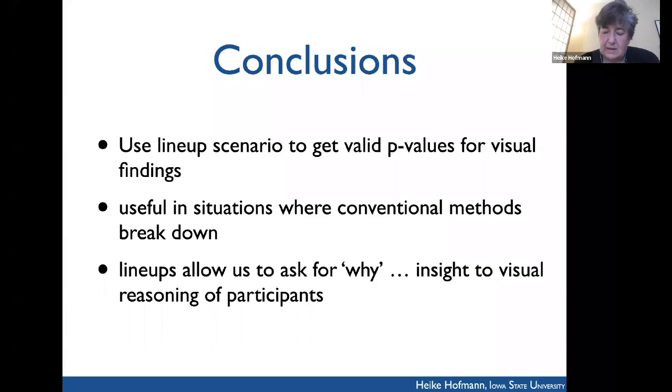So when there's situations where our conventional methods break down, there might still be graphics. For example, when you're thinking about what Dr. Snow did with a spatial example, there's really not an immediate test that we can run in order to measure the p-value for that.